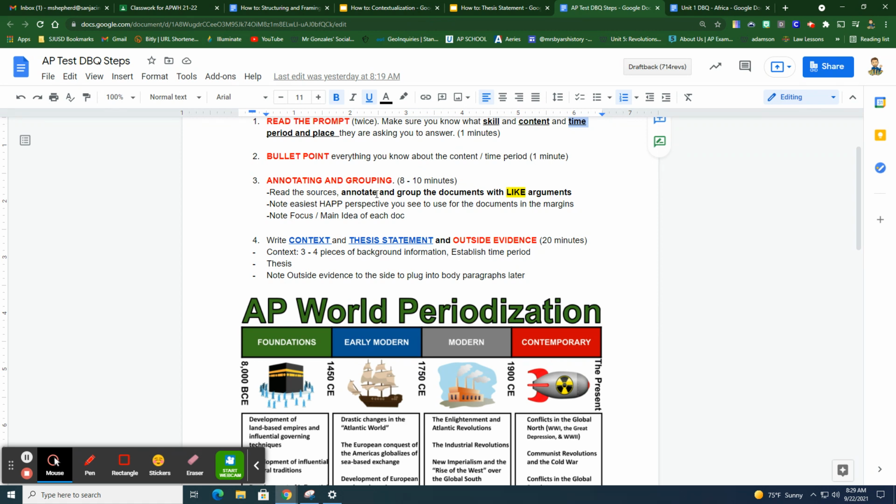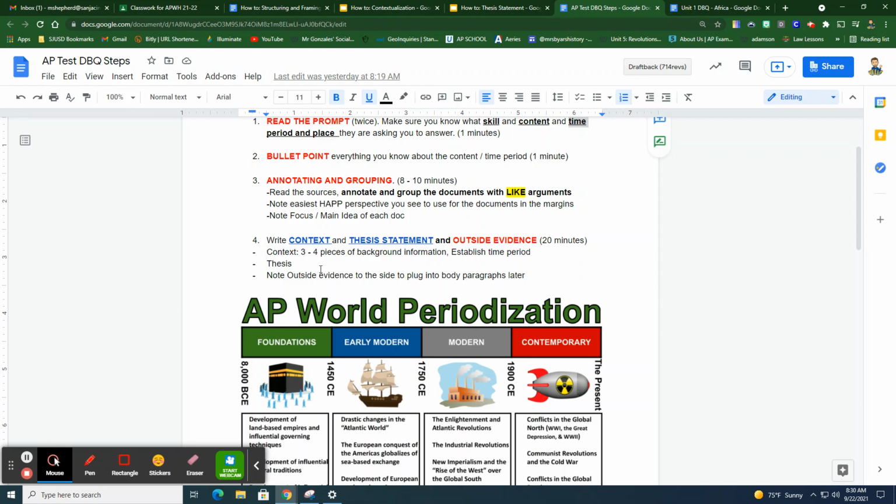You get 1 point for your context, 1 point for your thesis, and 1 point for the outside evidence that you plug at the end of your body paragraphs in your essay. So if you just get those written down in the margin right away, you have 3 easy points, especially when the national average is 2.5, and you could just pick up 3 really easy, just like that. So again, that's when you're going to write your context and your thesis statement.